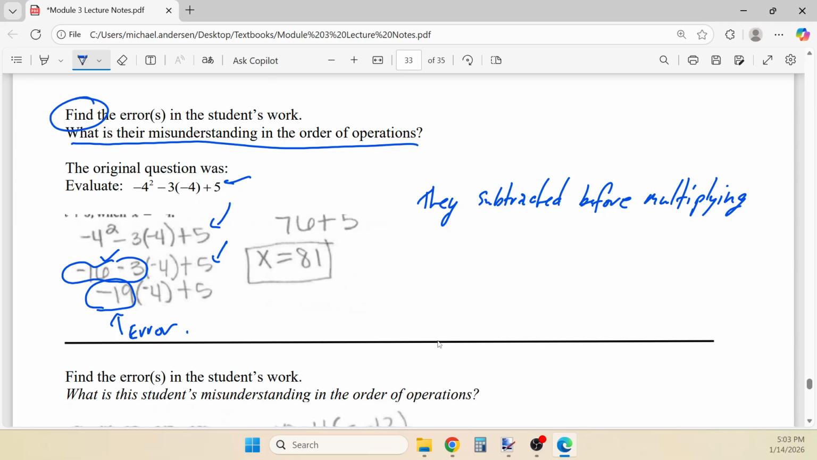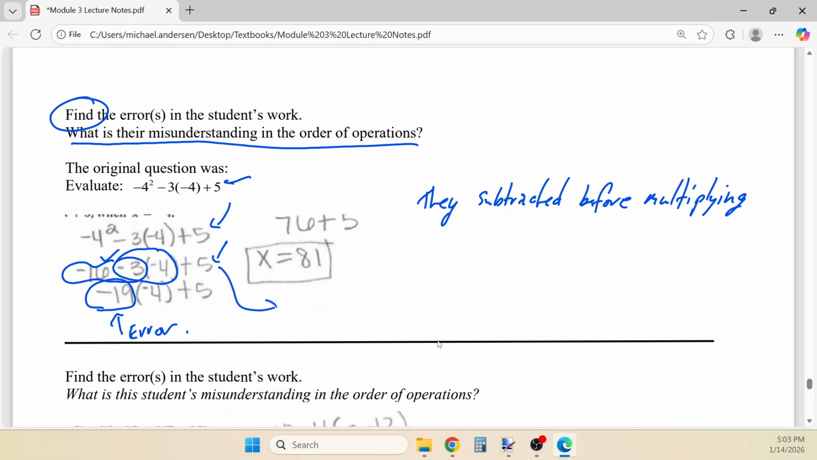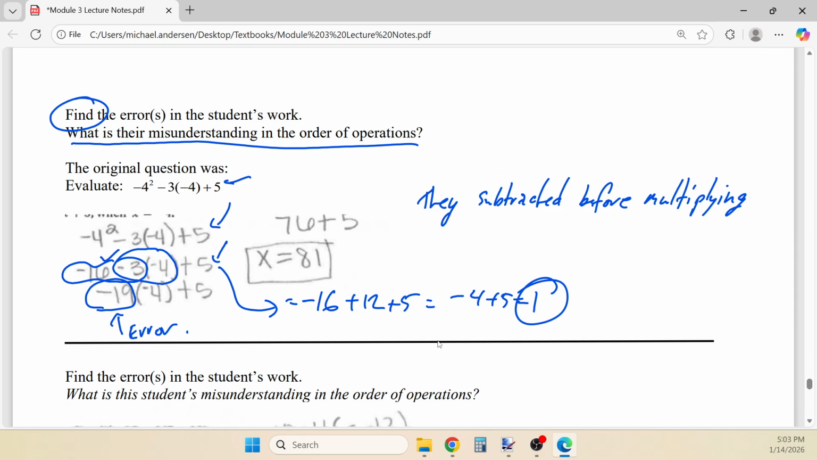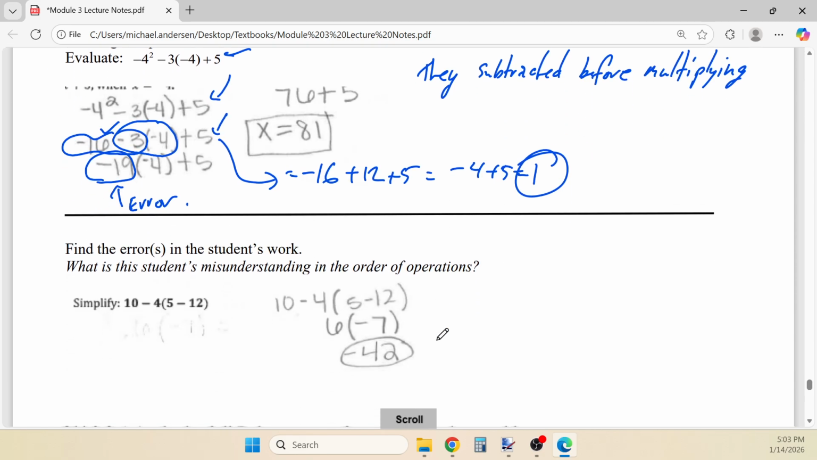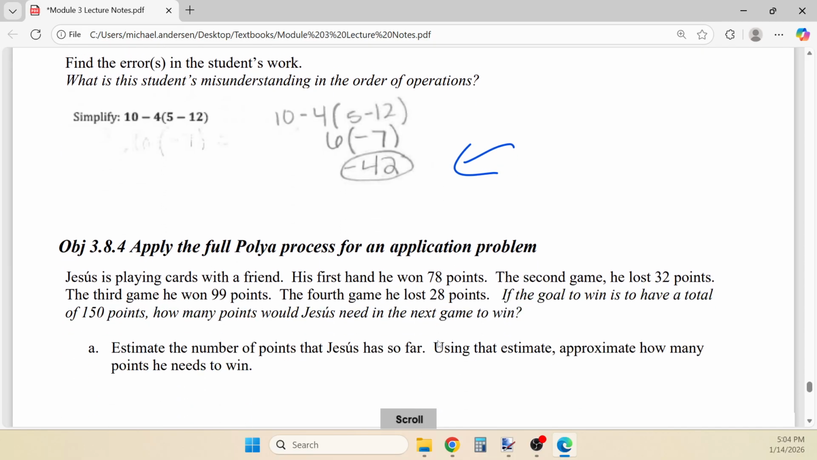What they should have done next is multiply the -3 and the -4. So this should have gotten -16 plus 12 plus 5. And then that should give them -4 plus 5, which is 1. There's the correct answer, not that we were asked to find it. We were only asked to find the error and tell what kind of error it was. I'll let you do this one on your own.